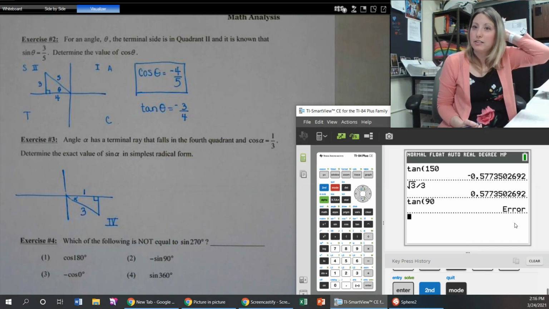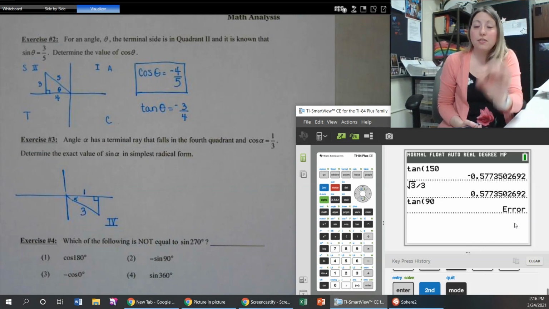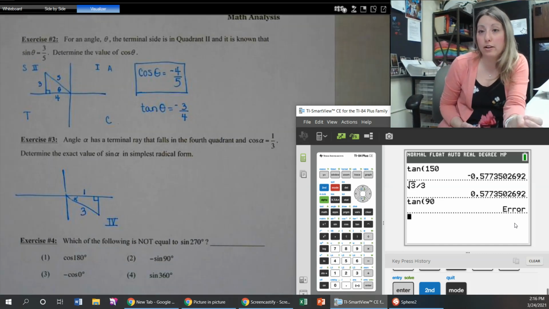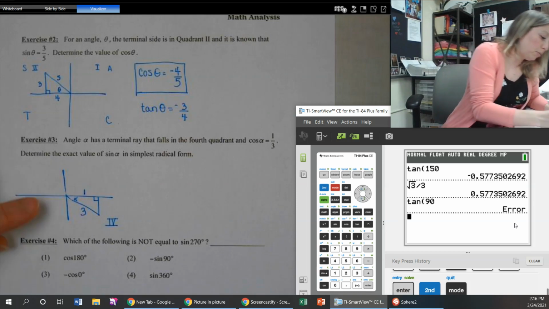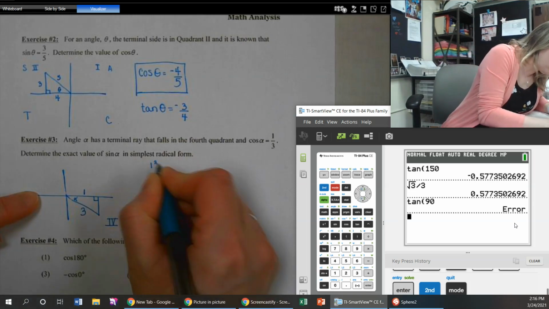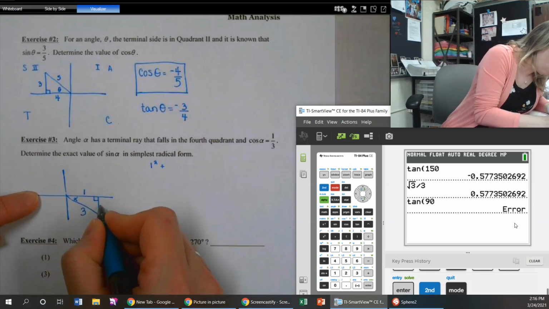Notice this time I had to say simplest radical form because this is not a special right triangle. This is not a Pythagorean triple. So I'm going to have to plug these guys into the Pythagorean theorem to figure out what this missing side over here is.